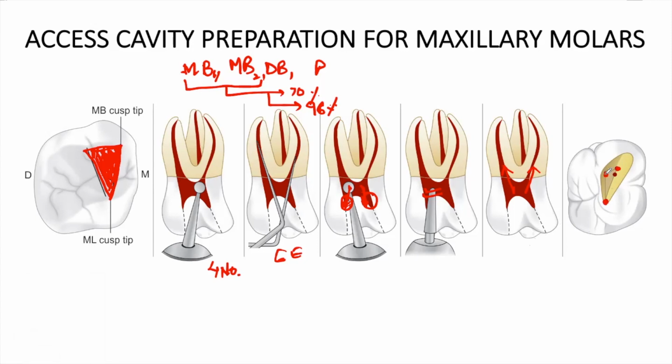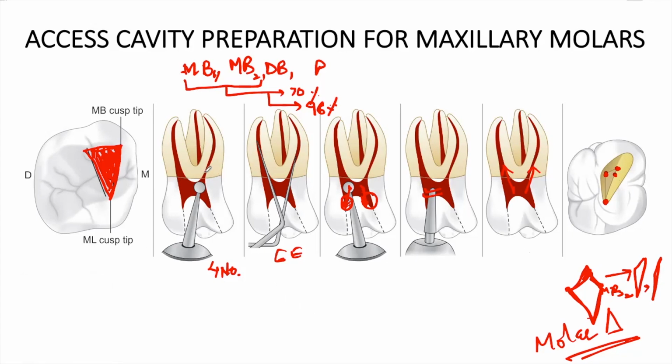This is palatal to the mesiobuccal and distal to the palatal. And what about this MB2? Where is it located? So this MB2, this is MB1, this is distobuccal, and this is palatal. This MB2 is located 3 mm palatal and mesial to the MB1. So MB2 is located 3 mm palatal and slightly mesial to the mesiobuccal canal, MB1 canal. So this is how we get the shape of this.